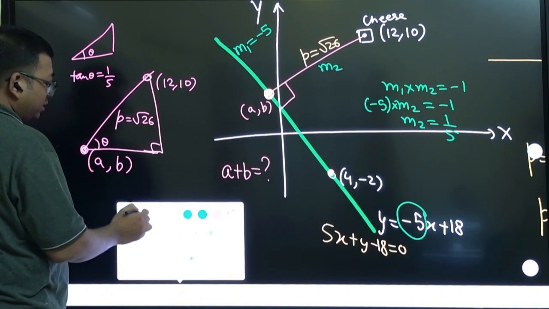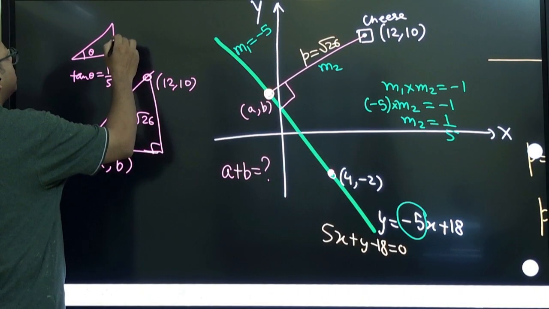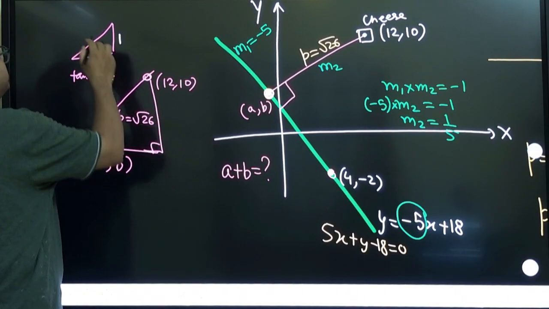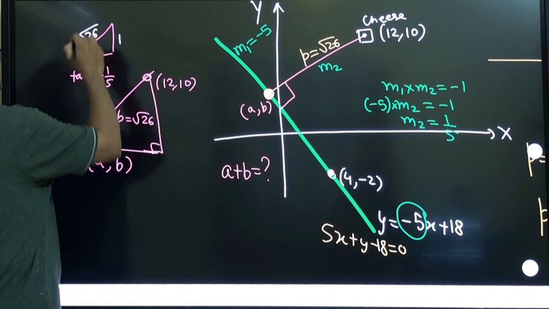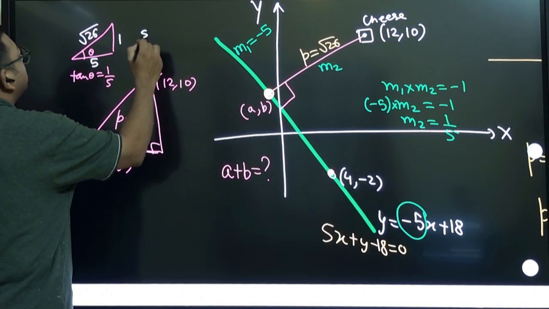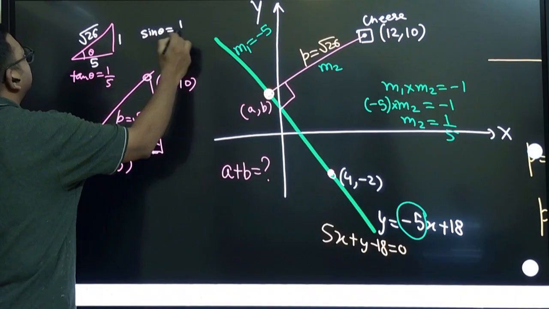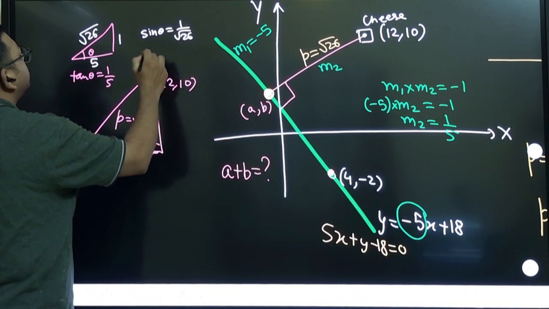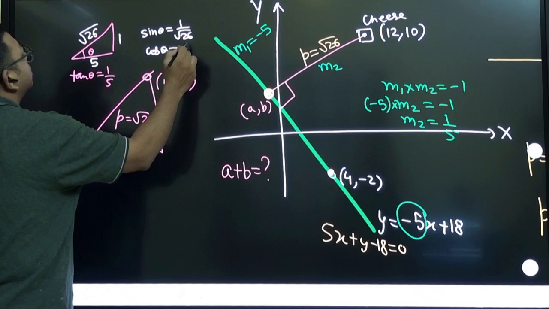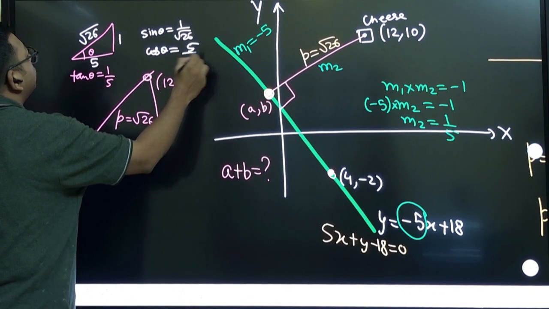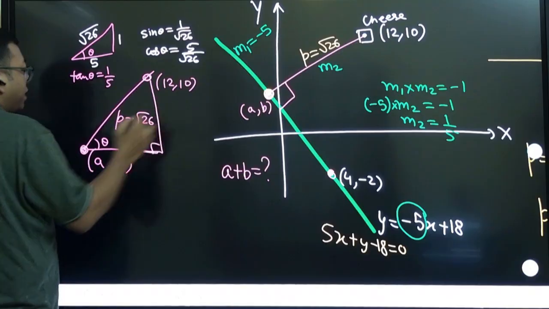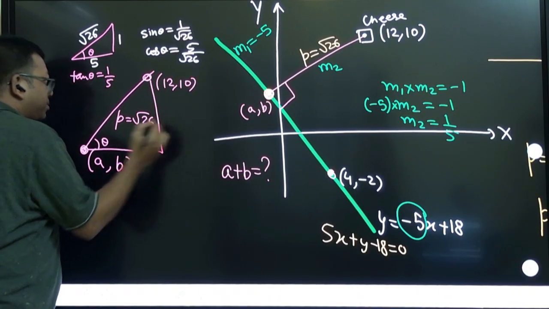So if tan theta is 1 by 5, that means this side is 1 and this is 5, so the hypotenuse becomes root 26, right? From here, what is sine theta? Sine theta is 1 by root 26. What is cos theta? Cos theta is 5 by root 26. But we have to come this side, which means we need to subtract from x and y.